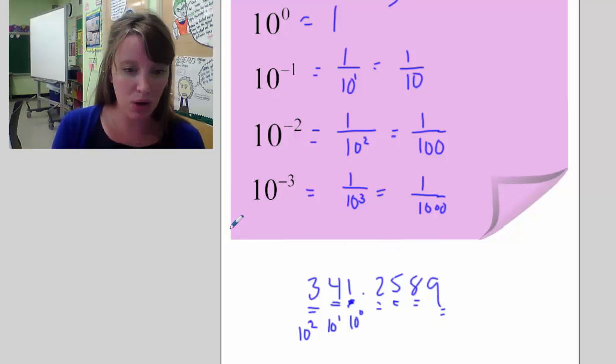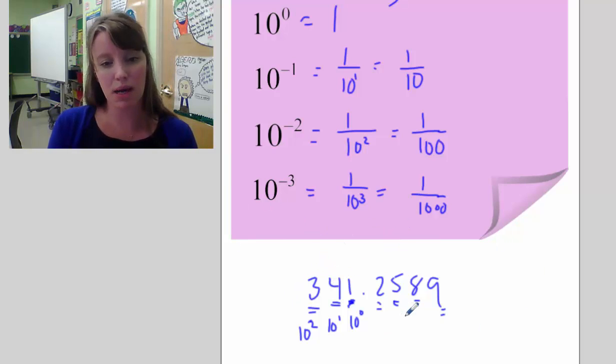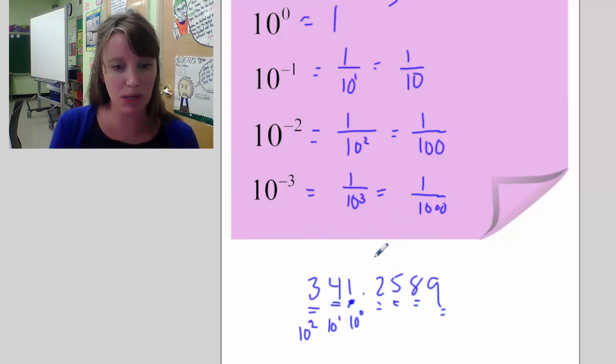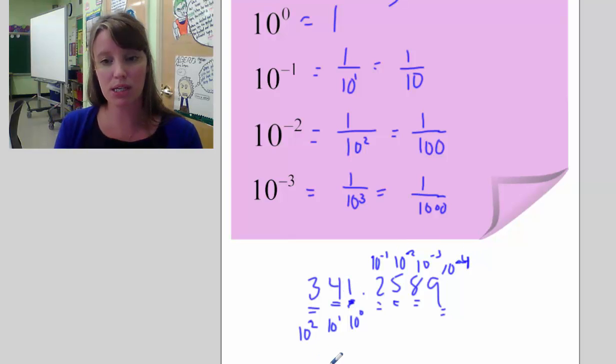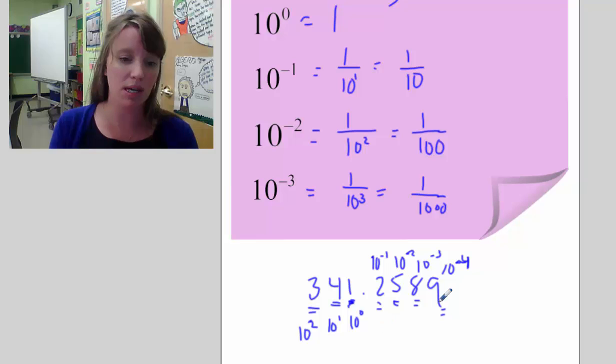Okay, so a number like this can be written in terms of every place value can be written in powers of 10. So this would be 10 to the negative 1, 10 to the negative 2, 10 to the negative 3, and 10 to the negative 4, and so on. Okay, that's what it means when we have a base 10 system, is that every place value is a power of 10.